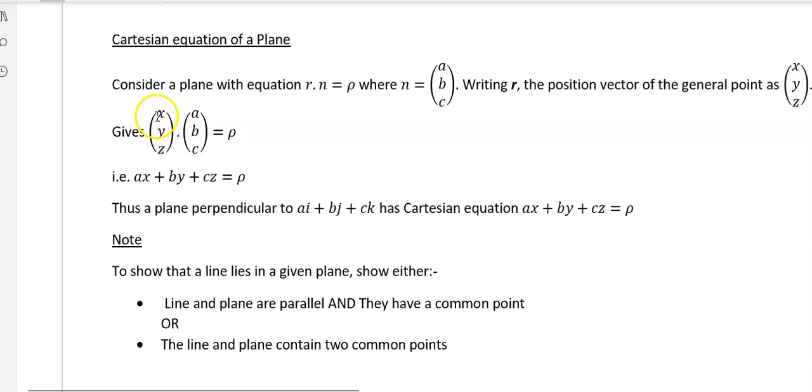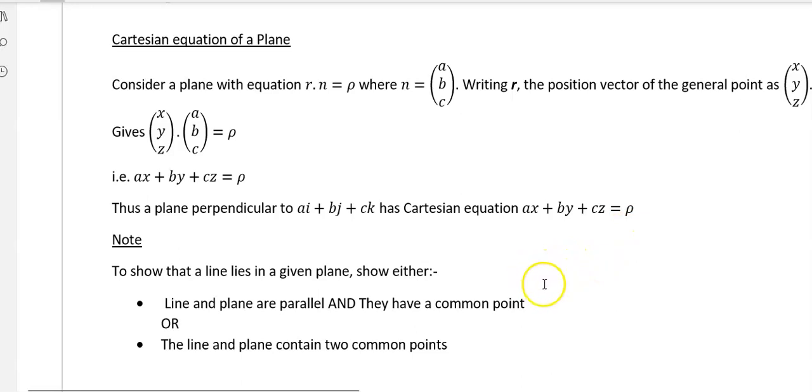And if you just do that out, remember how to do the scalar product, it's just the sum of the products of the coefficients of the i's, the j's, and the k's. So x times a, y times b, z times c, so that's ax plus by plus cz equals p. So thus a plane perpendicular to a vector ai plus bj plus ck has Cartesian equation ax plus by plus cz is equal to p.